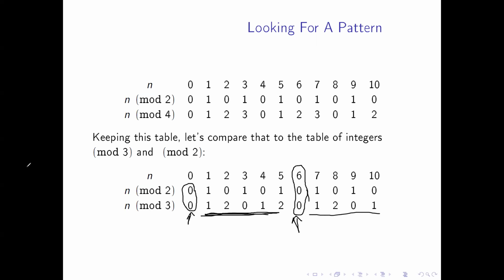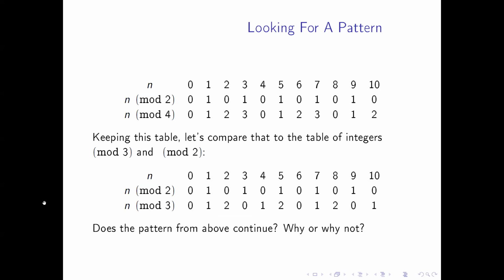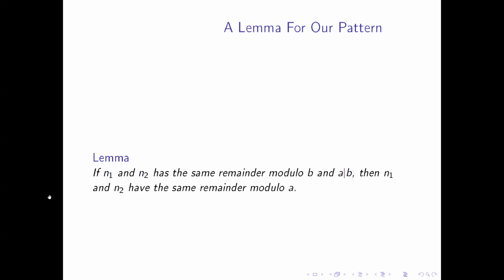This pattern starts getting us thinking about this idea. Does this pattern continue? The pattern above didn't quite continue. It was a little bit different, and the reason being 2 and 3 are relatively prime to each other. It's actually not because they are prime numbers. They are prime, but they're relatively prime to each other. And that is a key critical idea.